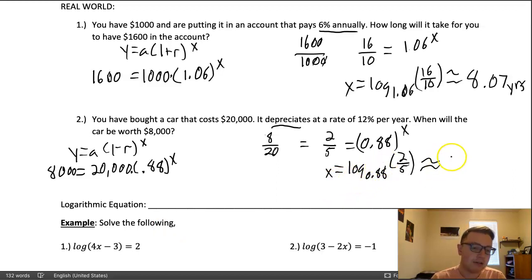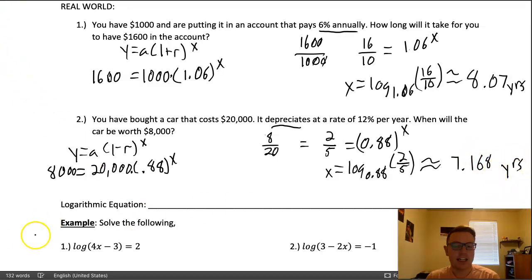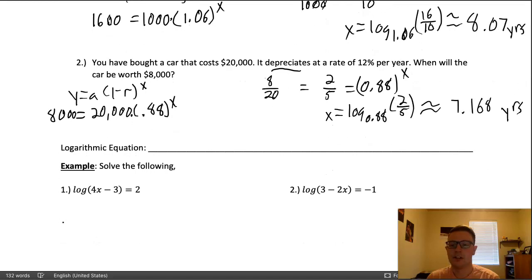That'll get you to a value of 7.168. So the car will be worth $8,000 in roughly 7.168 years. And that is it for exponential equations. We're also going to move on to logarithmic equations.